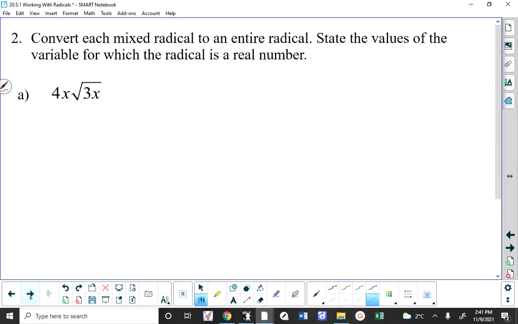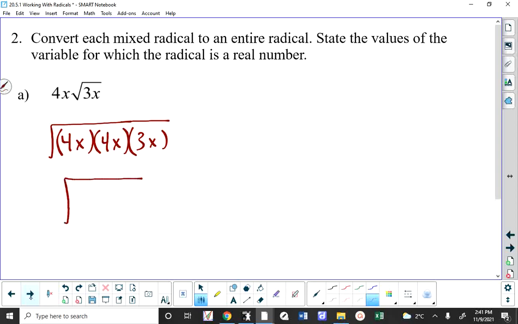Convert each mixed radical to an entire radical. Well, the 4x is outside of a square root, so we're going to put it inside of the square root twice, where it will join forces with the 3x that was already there, and then we can pack that thing together and write, I believe, 48x cubed. Good. The square root of 48x cubed. X is not allowed to be negative, so x has to be greater than or equal to 0.